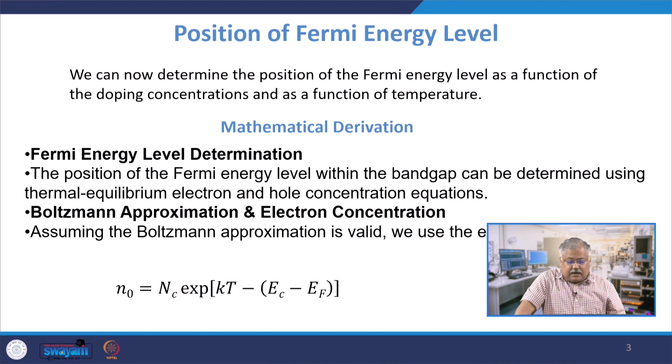Now let's look at the basic concept here: if I change the doping concentration or temperature, how does my Fermi level position change with respect to the conduction band and the valence band edge? Very simple, because if you remember, I obtained the Fermi level concept from the electron and hole concentration at thermal equilibrium. Let us suppose T equals 300 Kelvin.